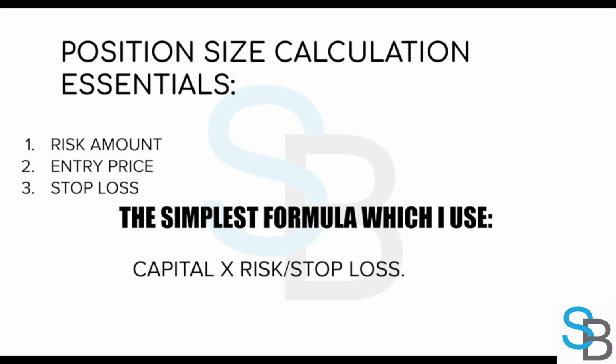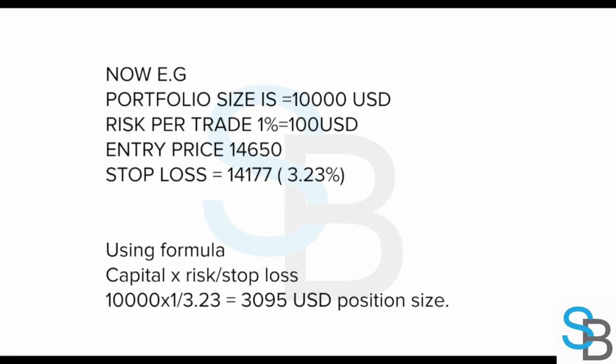Let's do a hypothetical example of the position size. Now, for example, your portfolio size is 10,000 US dollar. We have planned to risk 1% only per trade, which is $100. Our entry price is $14,650 and our stop loss is 14,177, which is approximately 3.23% down from our entry price.